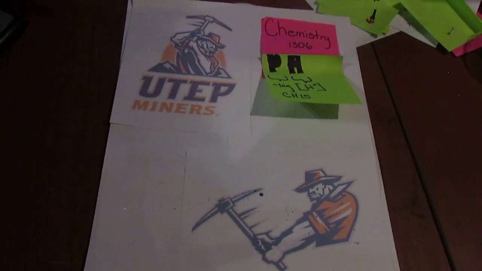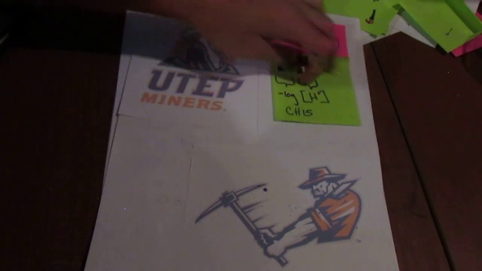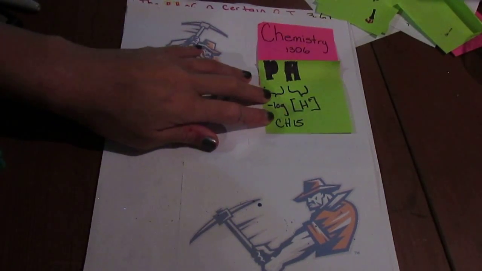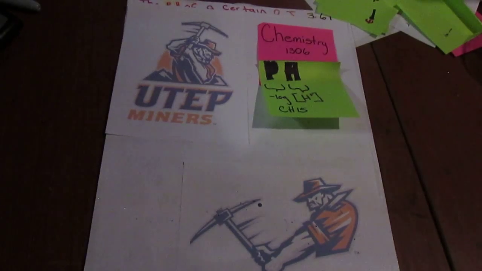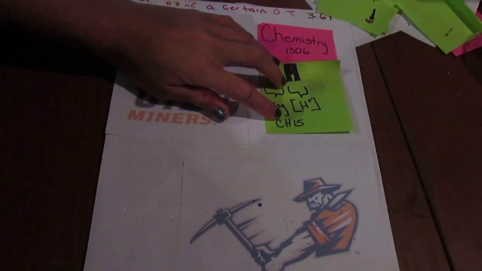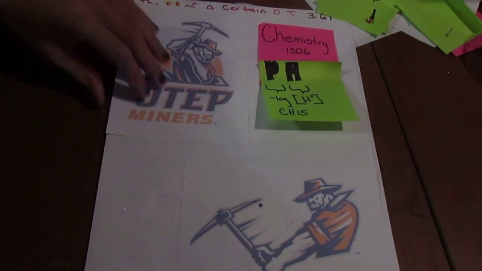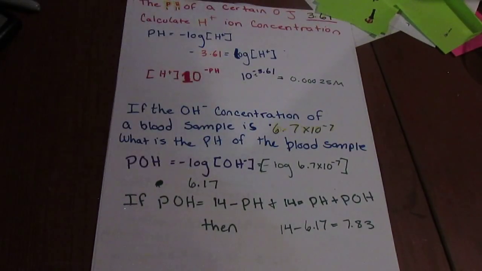Right now we'll be going over pH. Notice here I've written down that pH is asking for the negative log of the hydronium concentration. And right here we have that this is in chapter 15.